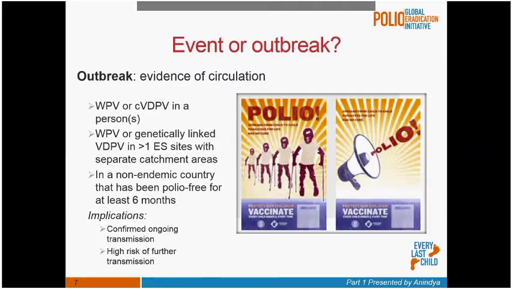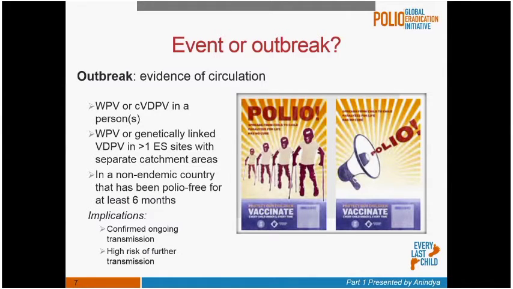If that is an event, then what really is an outbreak? You see, an outbreak is a wild poliovirus or circulating VDPV. Note that we have put a prefix here with a C. So let's first take up the wild poliovirus. If wild poliovirus is isolated from a person, no matter whether we find secondary cases or not, it constitutes an outbreak. There are no two thoughts about that.